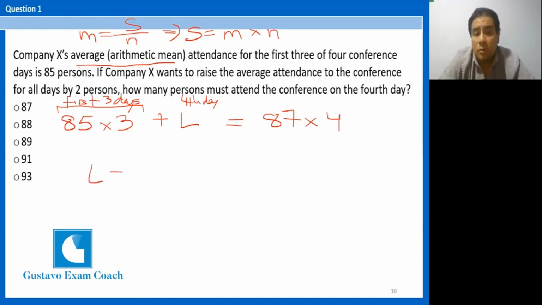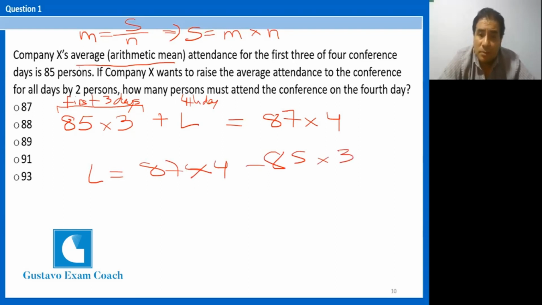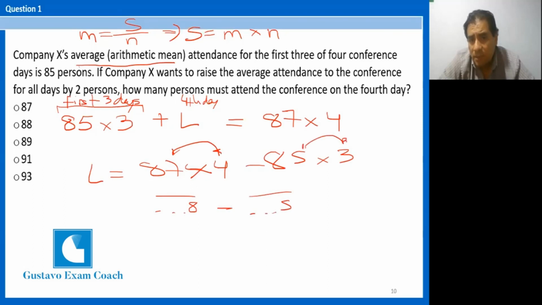So all you need to do is clear the value of L by doing this subtraction, but here you don't actually need to operate, because 87 times 4 is a number ending in 8, because 7 times 4 is 28. 85 times 3 ends in 5, because 5 times 3 is 15. And the subtraction between two numbers ending in 8 and 5 should be a number ending in 3. So this one must be the correct answer.